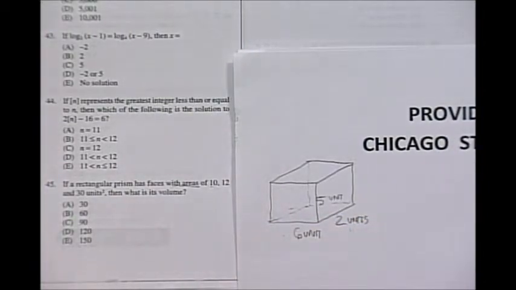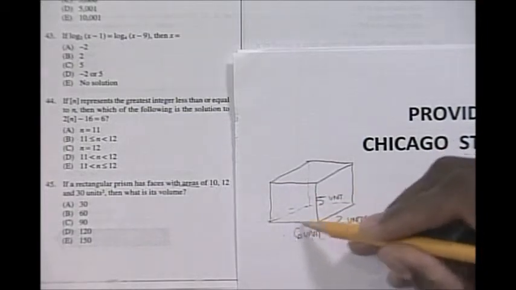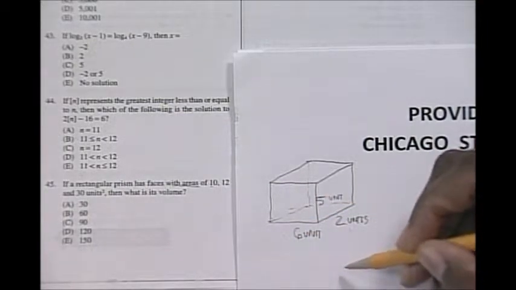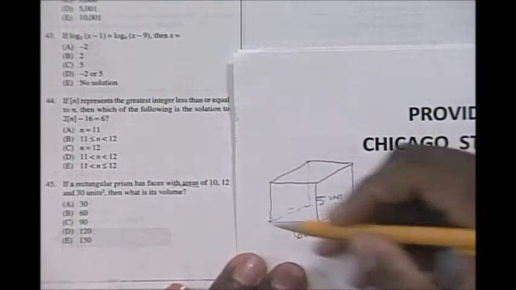One area of 10, that's this side right here, 5 times 2, base times height. Another area of 12, that would be the bottom, the base of 2, the height of 6. And then you'd also have the 30. That would be this front surface right here, a base of 6 times 5. The area of a rectangle is base times height. So then it says, what is the volume?